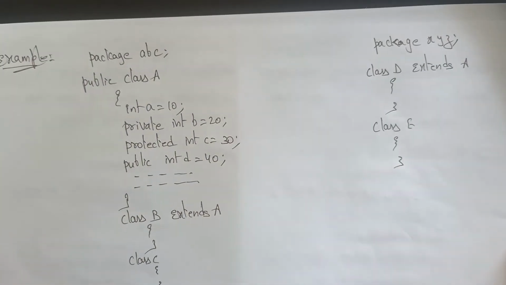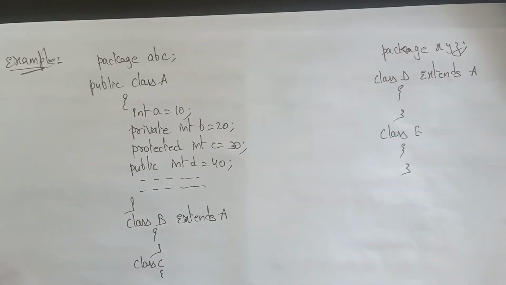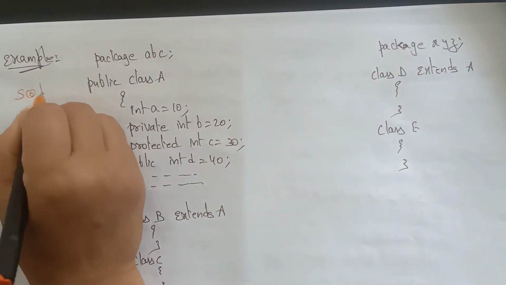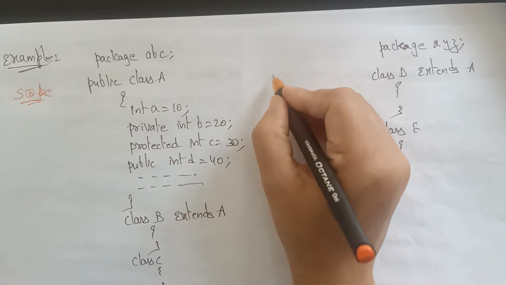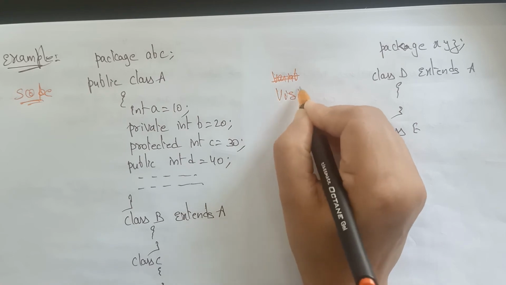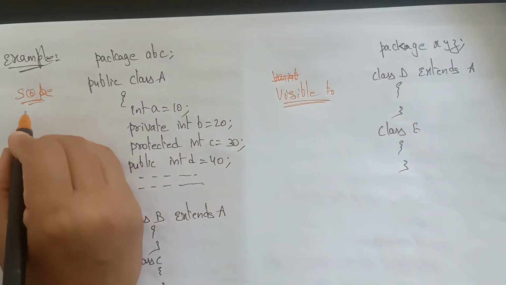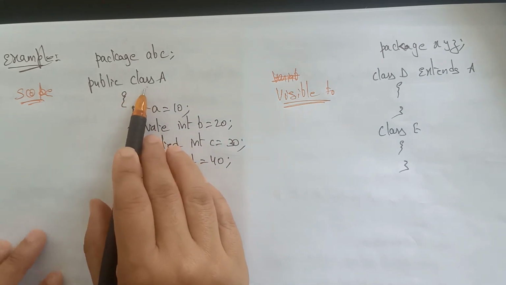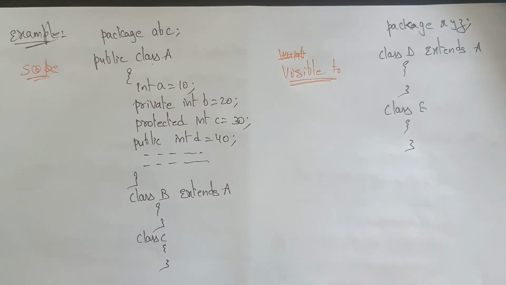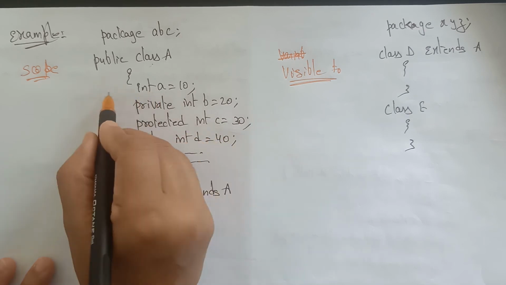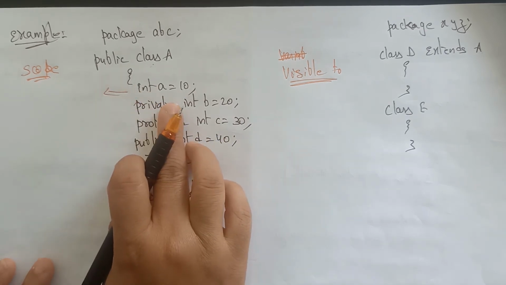So let's see an example to understand more about this. Let me write the scope and all these things. Let's take the scope of the variables, and let me write here the variable, visible to. Scope. So public: I declared class A as public, so class A can be accessed by any other class in any other program. So int A is equal to 10. This is the initialization.